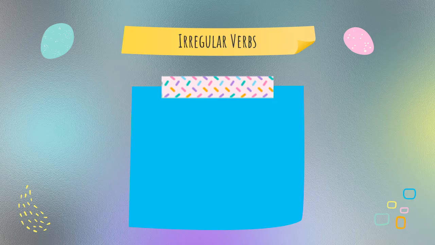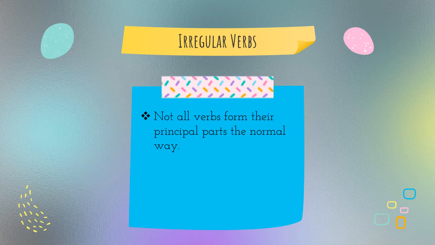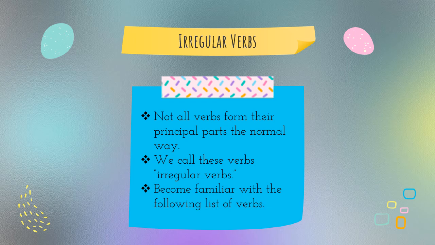All right, let's talk about irregular verbs, everybody's favorite. But don't worry, I'm not going to make you work on memorizing them this year, especially the way we are right now in virtual classes. They're good to know, but we're not going to spend a long time on them. So not all verbs form their principal parts in the normal way. We call these verbs irregular verbs. So you need to become familiar with the following list of verbs. It's especially obvious in the past form and past participle that they are different.